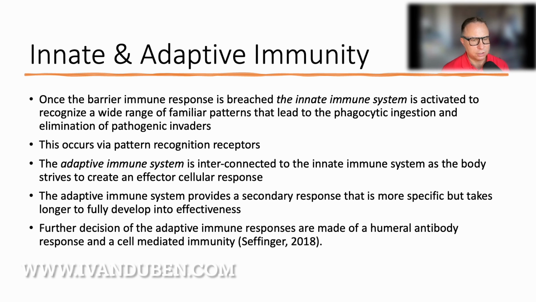Further decision of the adaptive immune response will be made of a humoral antibody response and a cell-mediated immunity. There are specific areas of the lymphovascular terrain which are the first line of defenses for our immune response. Let's look at the complexity of the mucosal layers and their role as such.